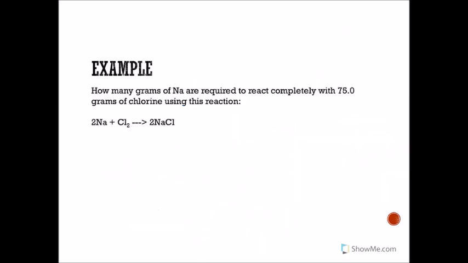And our next example here: how many grams of sodium are required to react completely with 75 grams of chlorine using this reaction? It's already given us a balanced chemical reaction. We're going to need to write our knowns and our unknowns. It's asking for how many grams of sodium we are looking for, and we have 75 grams of chlorine.